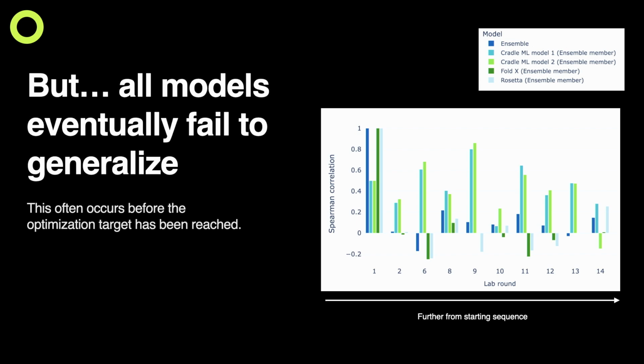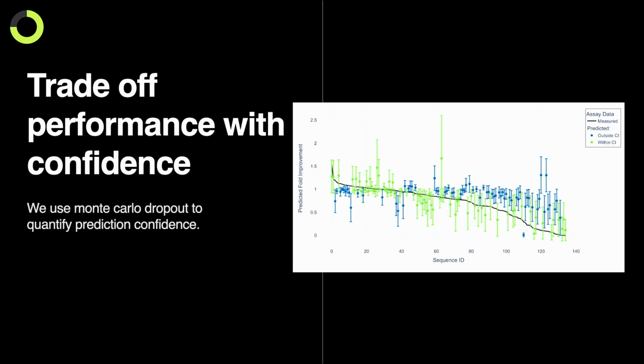You can see this here. The performance on the y-axis is decreasing over lab rounds because we're getting further away from our starting sequence. What you can also see here is that we do use ensembling, but it's just another nit here. How do we account for this? We introduced the concept of confidence. So in addition to a predicted performance, you will also get a confidence score that tells you how noisy your measurement is going to be from the model.